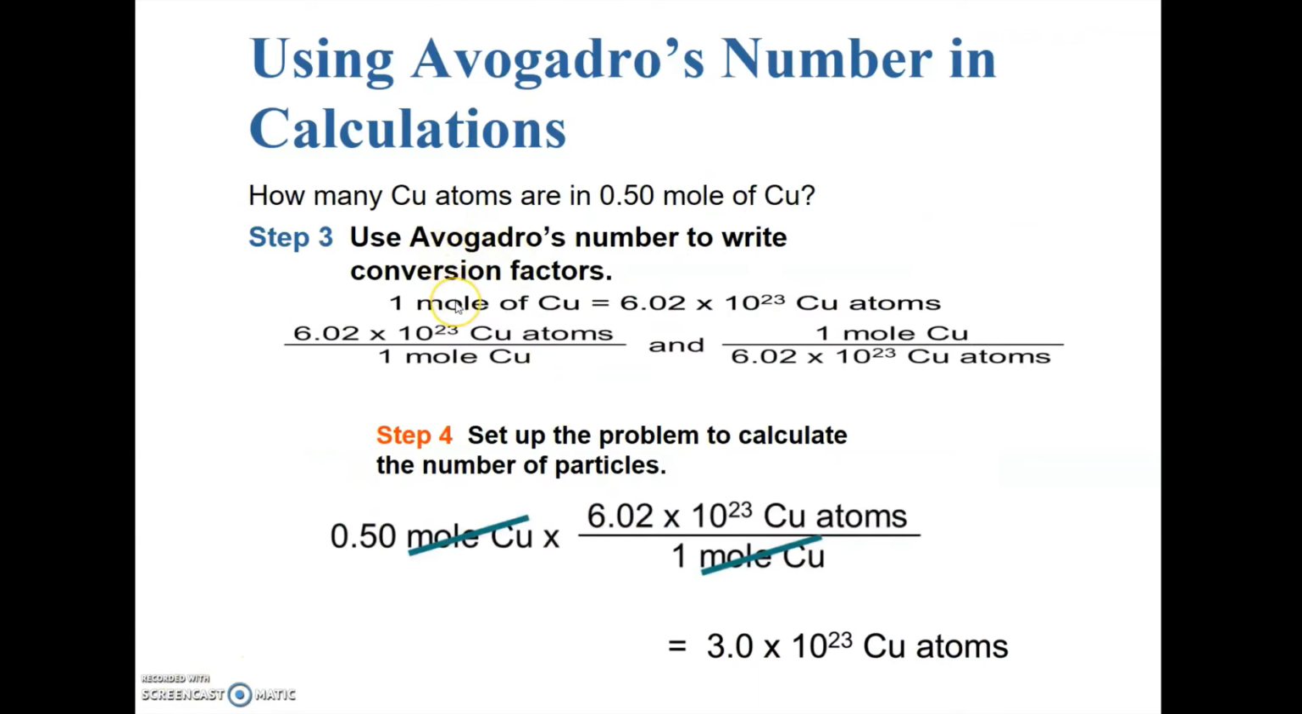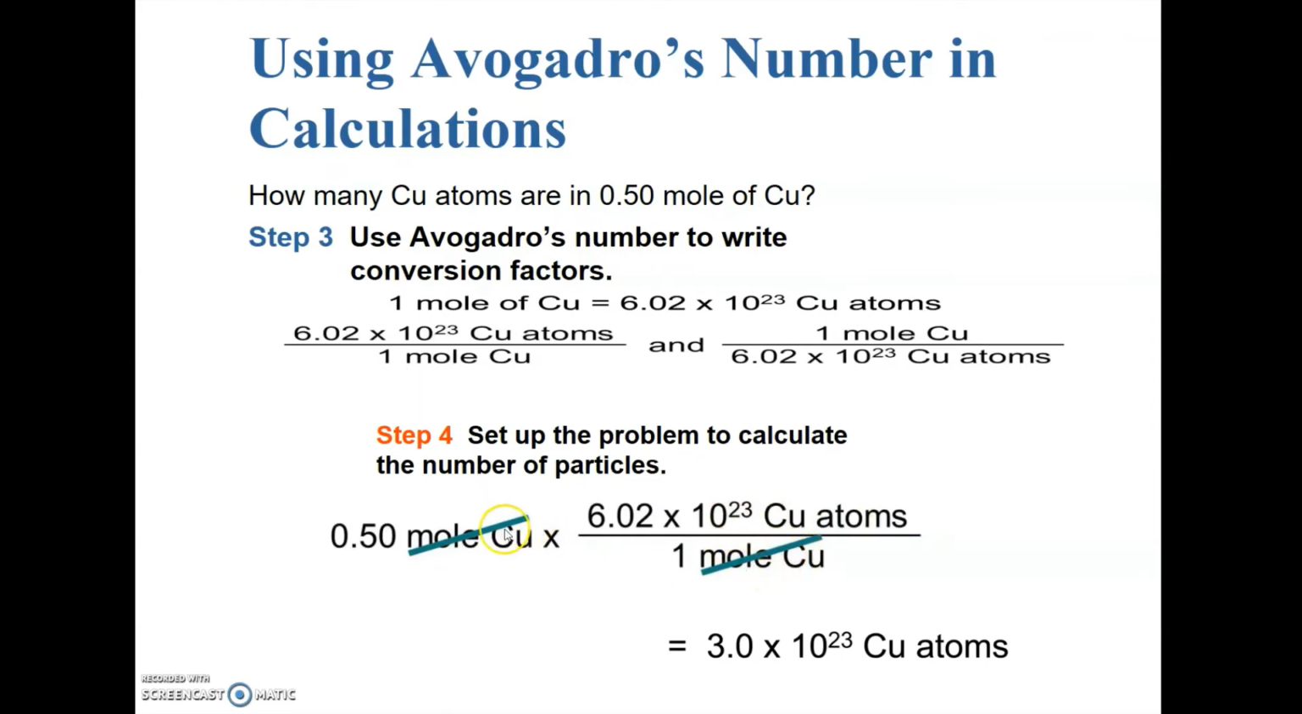Since we know 1 mole of copper contains Avogadro's number of copper atoms, we can set up a conversion factor as is shown in here. Then we set up the problem like we did in chapter 1 using dimensional analysis. We always start with the given amount, which in this case is 0.50 mole of copper, and we want to get rid of the mole, and we want our answer to be in atoms. Therefore, that's how you would set up the conversion factor.